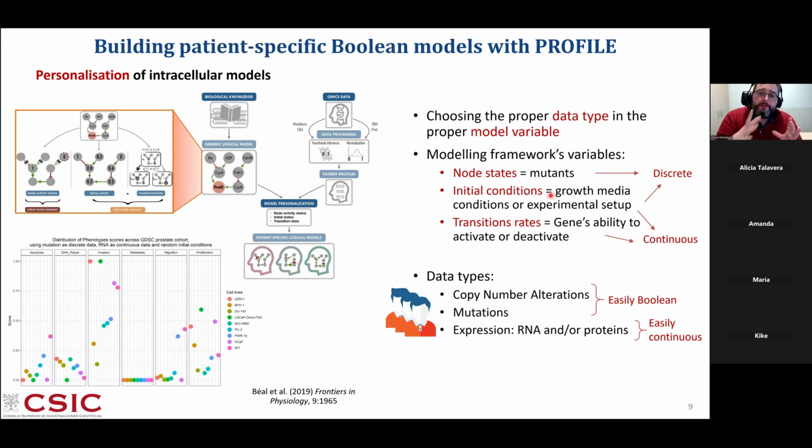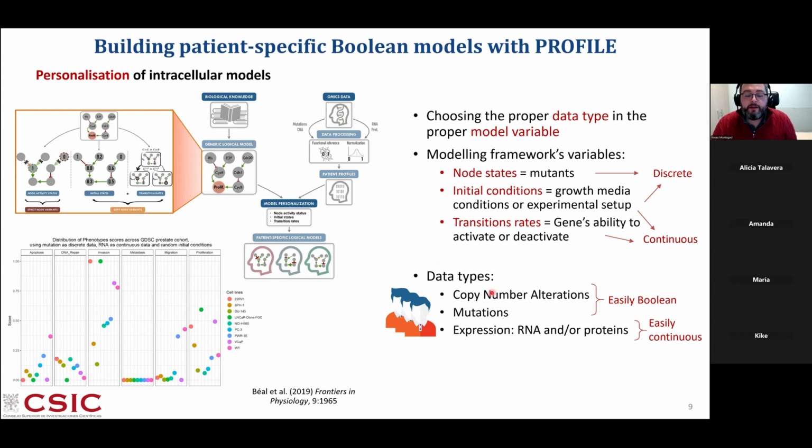So this is the framework on top of which Profile works. What Profile does is take a generic logical model that you can have of breast cancer, prostate cancer, or whatever, and then, taking different omics data from different patients or cell lines, we personalize these models so that we have different modeling framework variables, like node states, initial conditions, and the transition rate. We tally them with different kinds of data types.